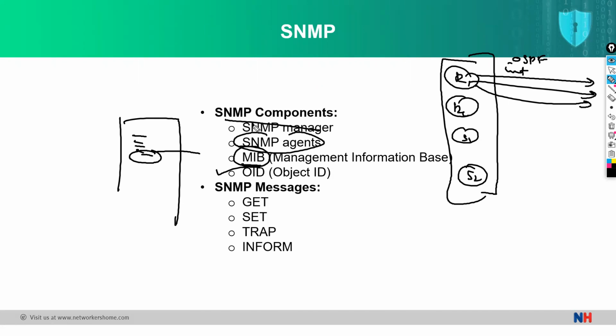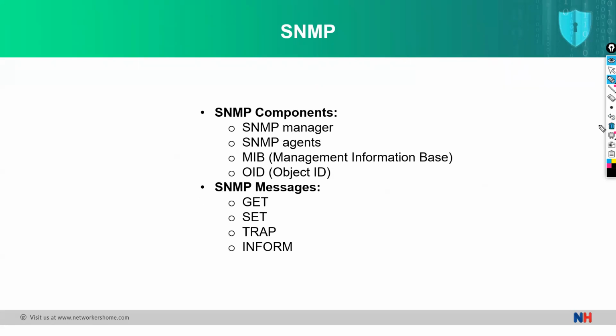Now let me tell you about the SNMP messages. We have already discussed it. We discussed the get message, which is a read-only message, and the set message, which is a read and write message. And we have the trap and inform messages, which are sent by the SNMP agent to the manager.